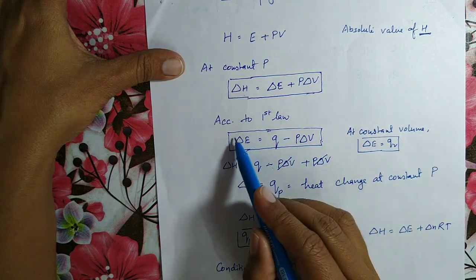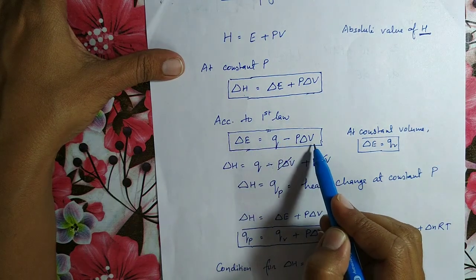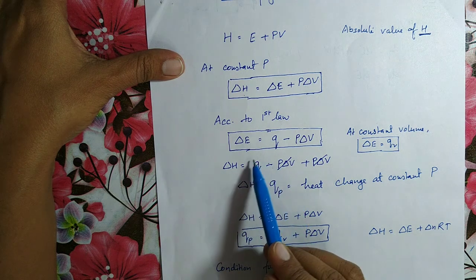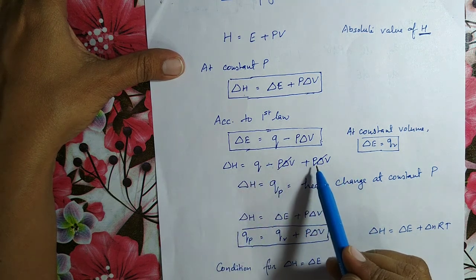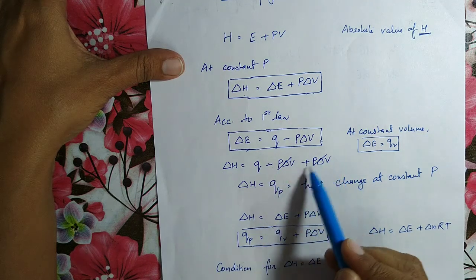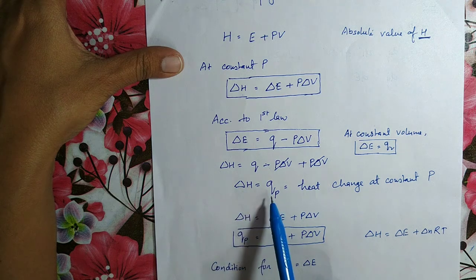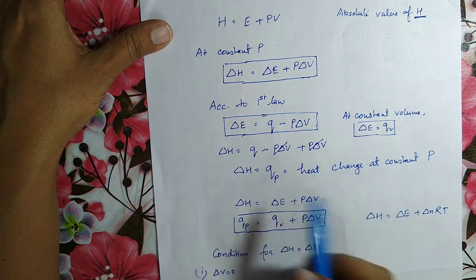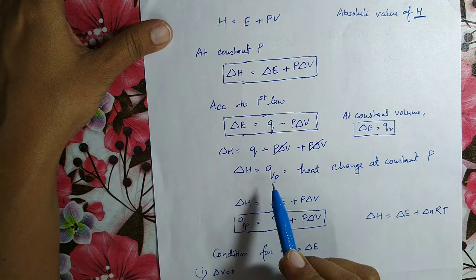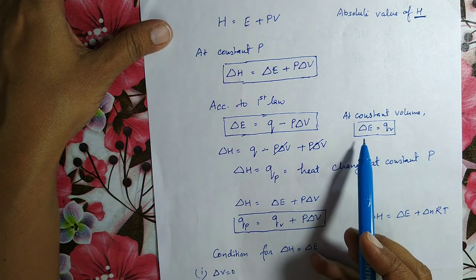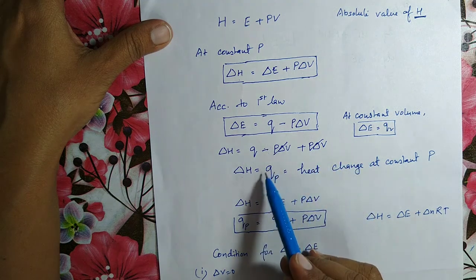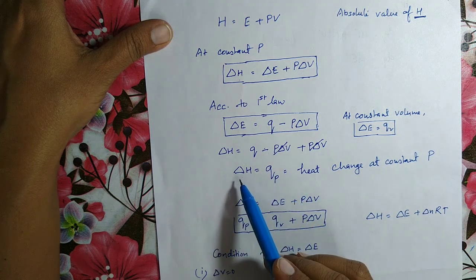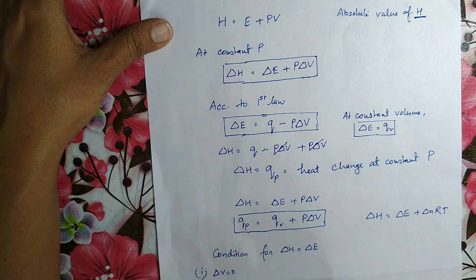Okay. If you substitute this value of del E, that is Q minus P del V, in this expression, then you will find del H will be Q minus P del V, which is the value of del E, and then plus P del V, and then these terms will be cancelled, and this del H will be equal to QP. What is QP? It is the heat change at constant pressure. Heat absorbed at constant pressure. Heat absorbed at constant volume will always be equal to del E, that is the change in internal energy. Heat absorbed or evolved at constant pressure will be equal to del H, that is the change in enthalpy, right?